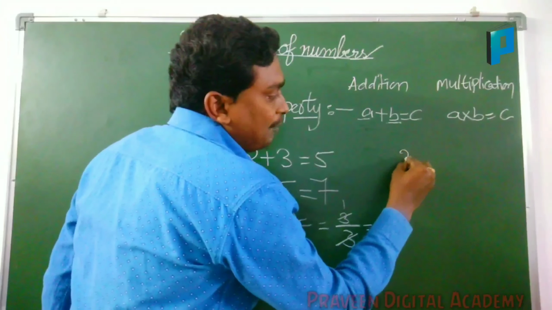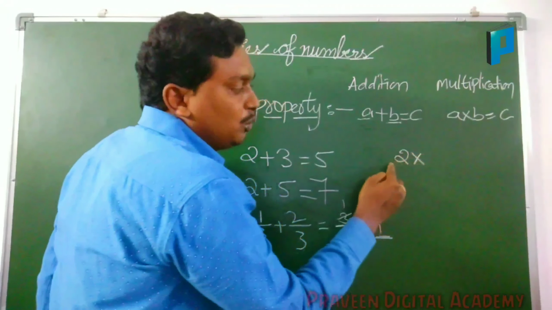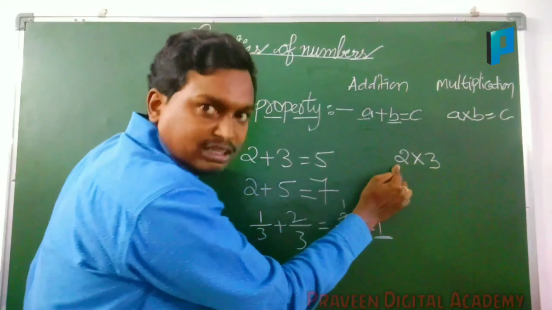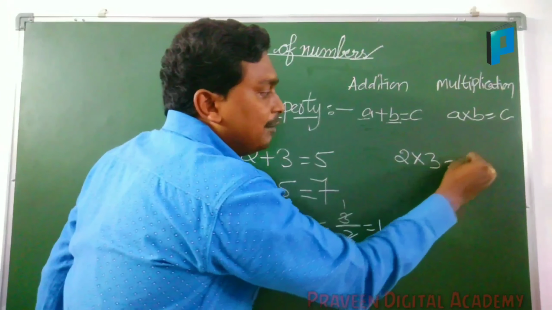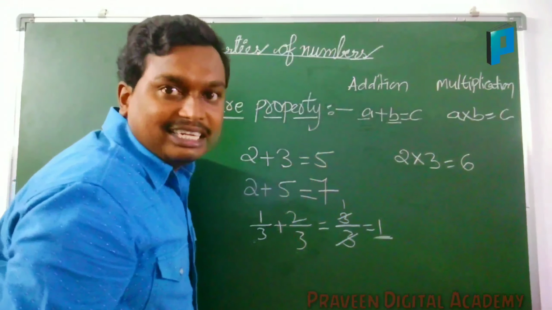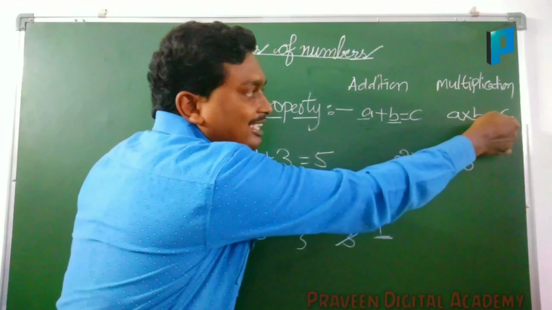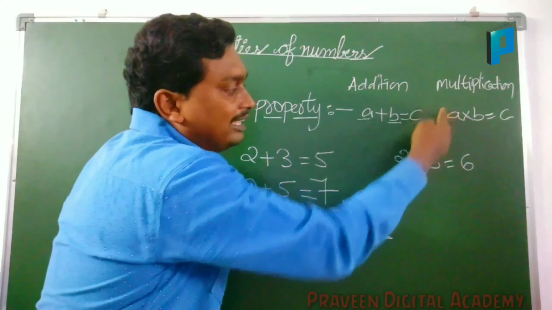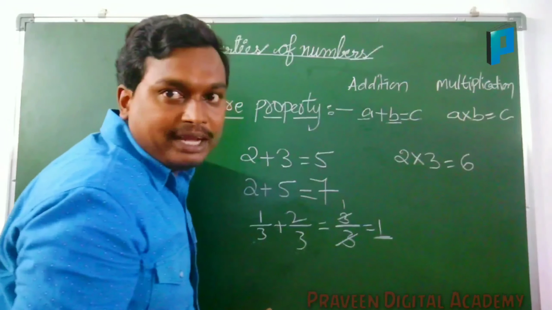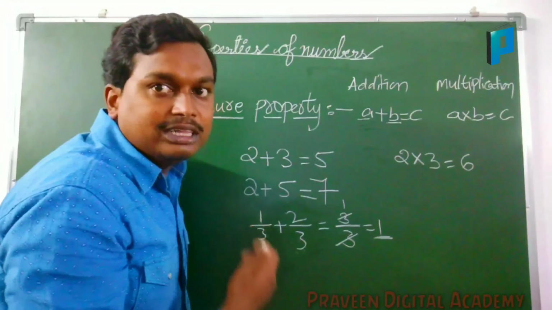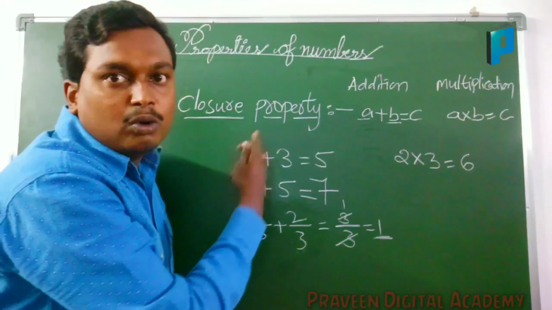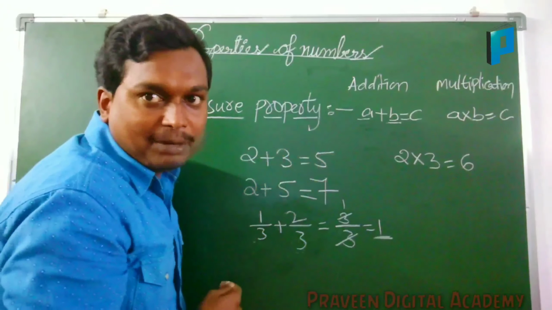Here I will give you an example to understand very clearly. 2 into 3. 2 is one number, 3 is one number. I am multiplying both the numbers. I will get 6. 6 is called C, whereas 2 is called A and 3 is called B. Multiplying two different numbers will give you another number. That kind of property is called closure property under multiplication.